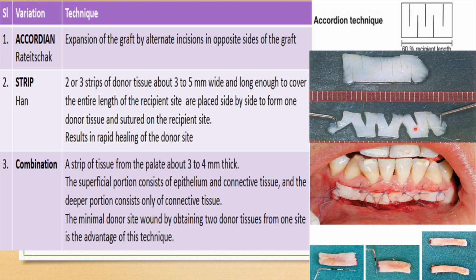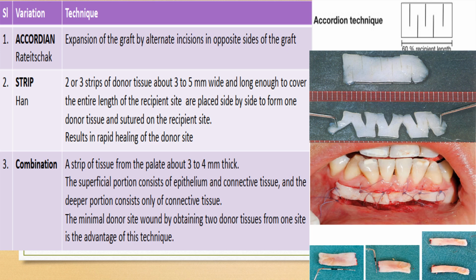The other method is the strip technique, that is, two or three strips of donor tissue about 3 to 5 mm wide, long enough to cover. They incise it and place it like that. If about 3 to 5 mm width is taken, it is cut down and made into a wider length, which results in rapid healing of the donor site.